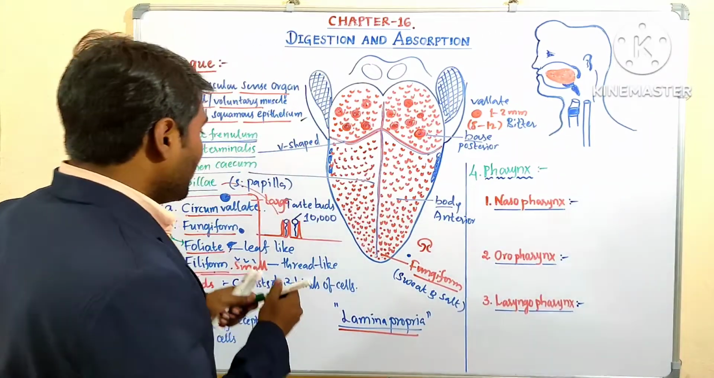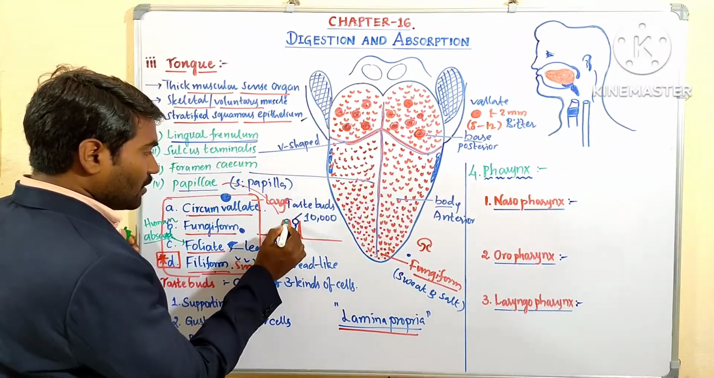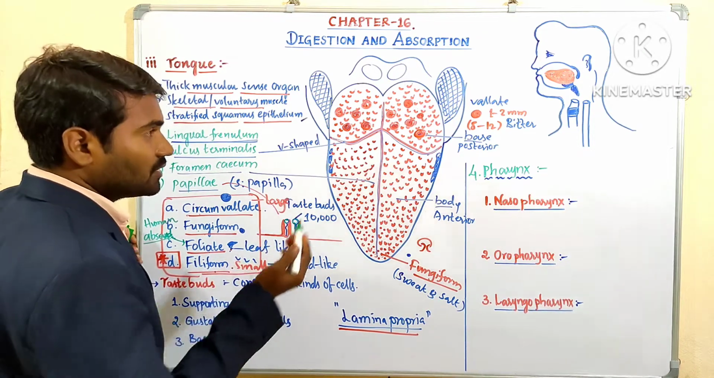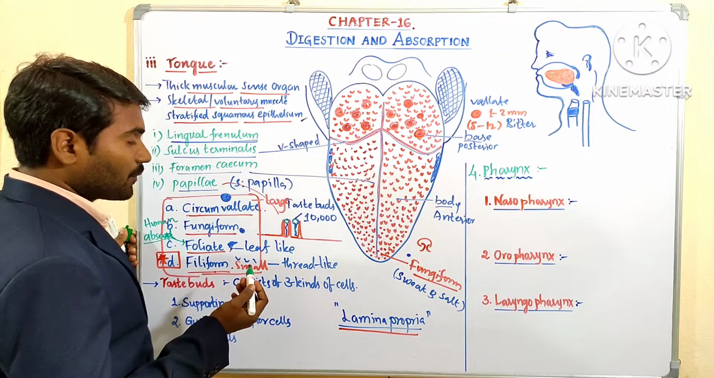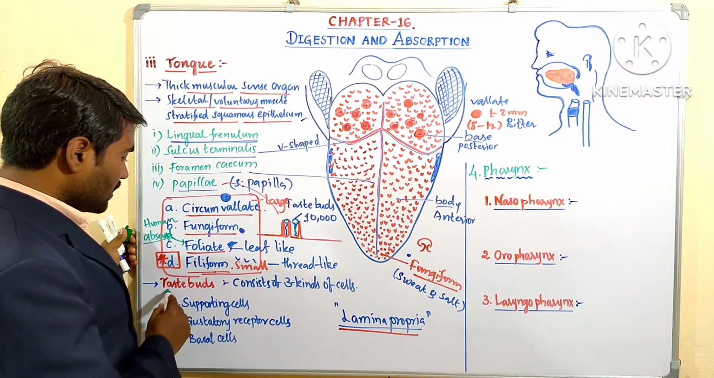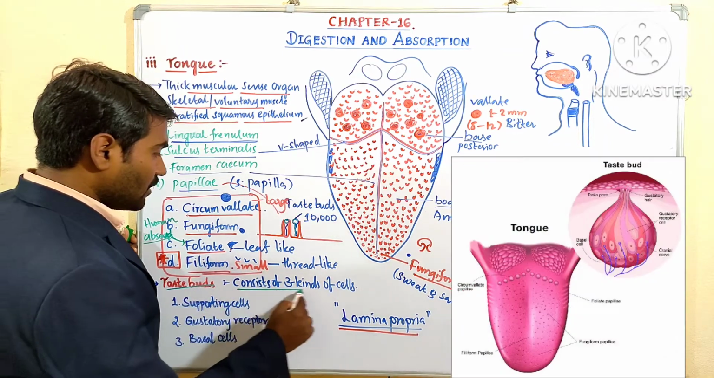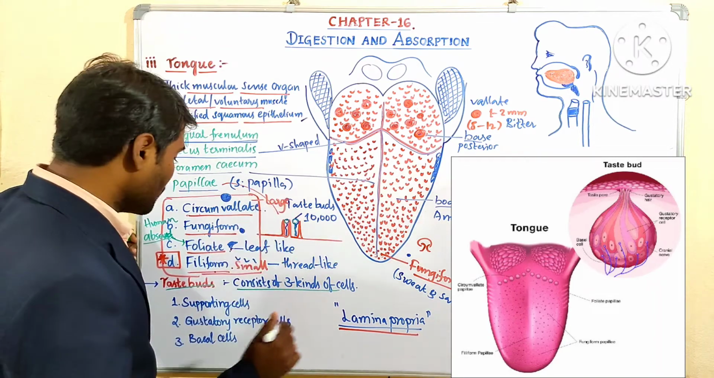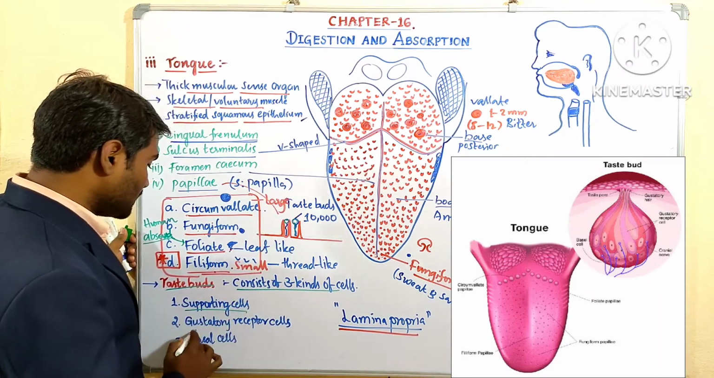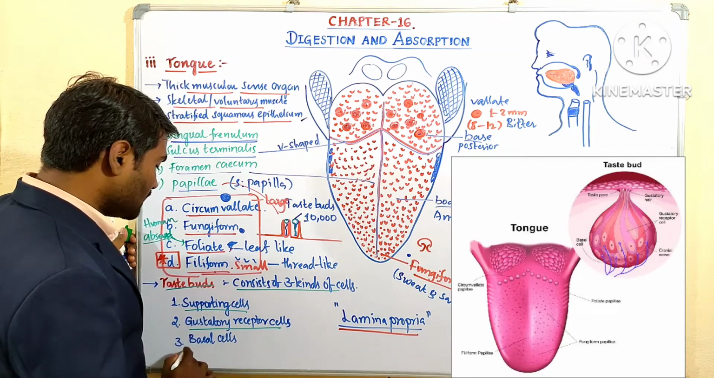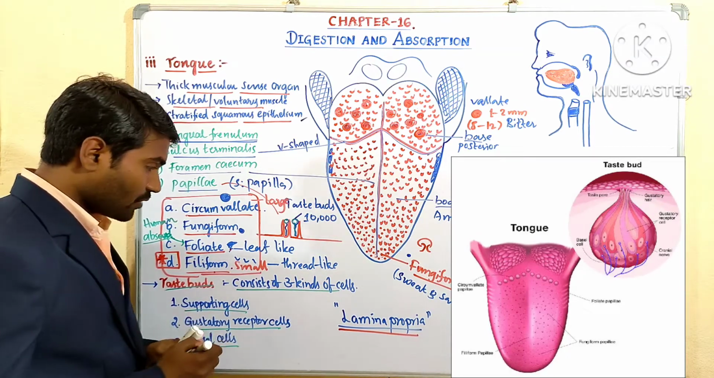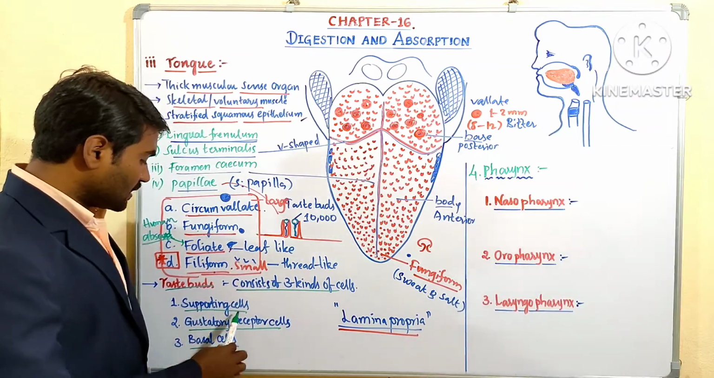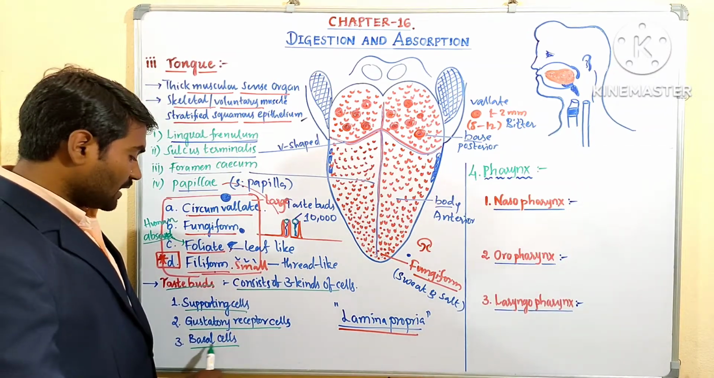Now, between two papillae, there is a taste bud. We can see the diagram of the taste bud here. A taste bud is made up of three kinds of cells. How many types of cells? Three types: supporting cells, gustatory receptor cells, and basal cells.